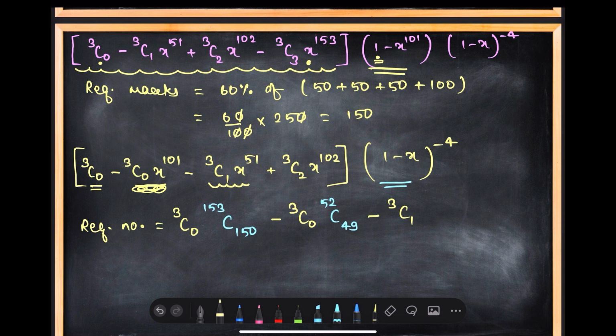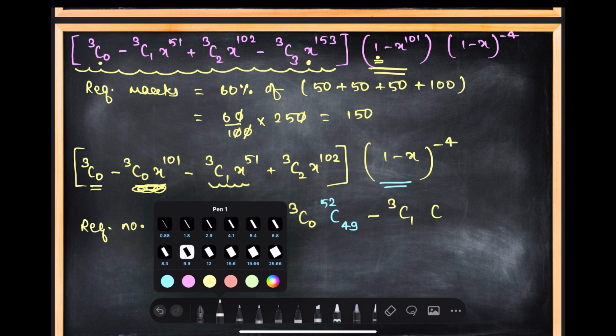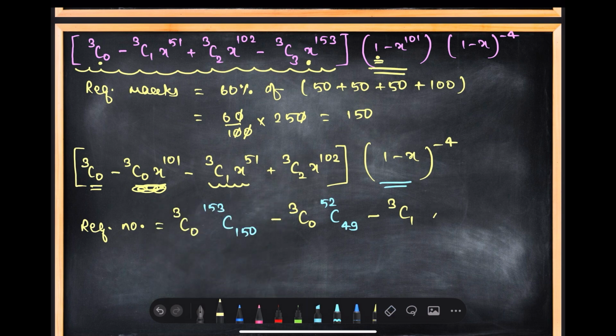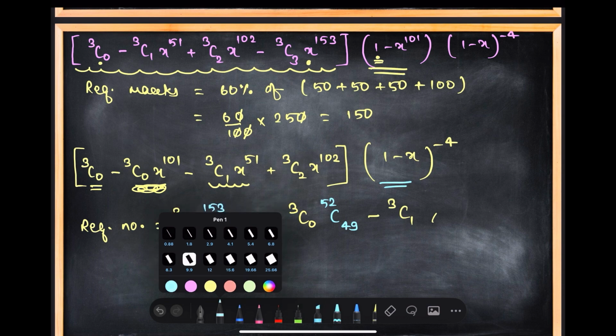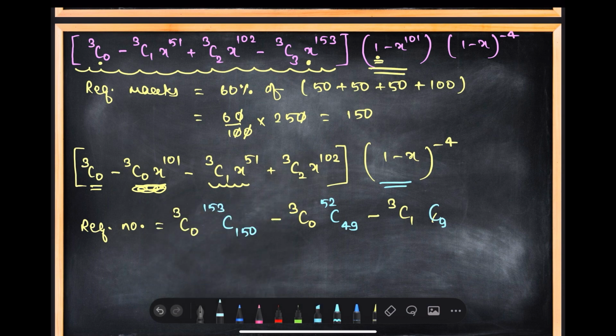So 51 and 99. Okay, so it is C 99. So if it is 99, it will become 98, 102.